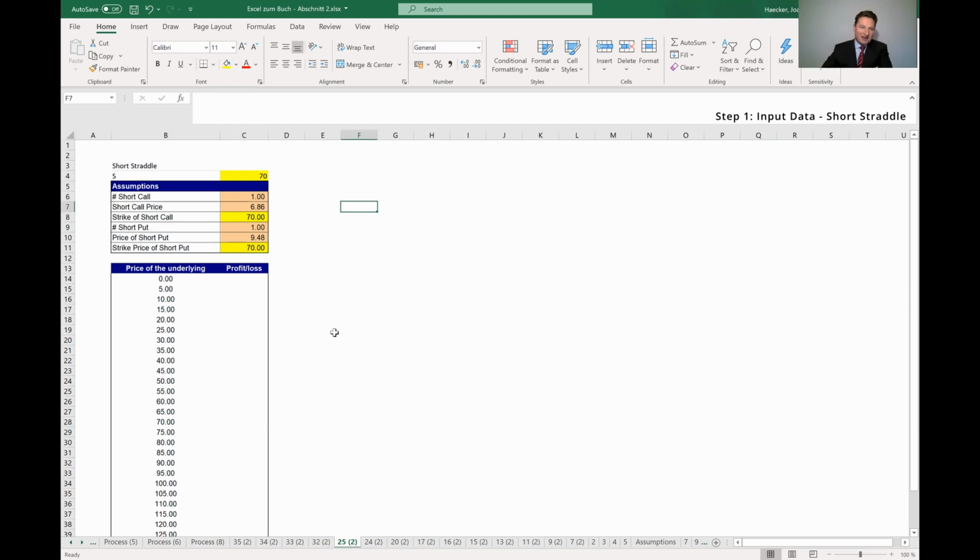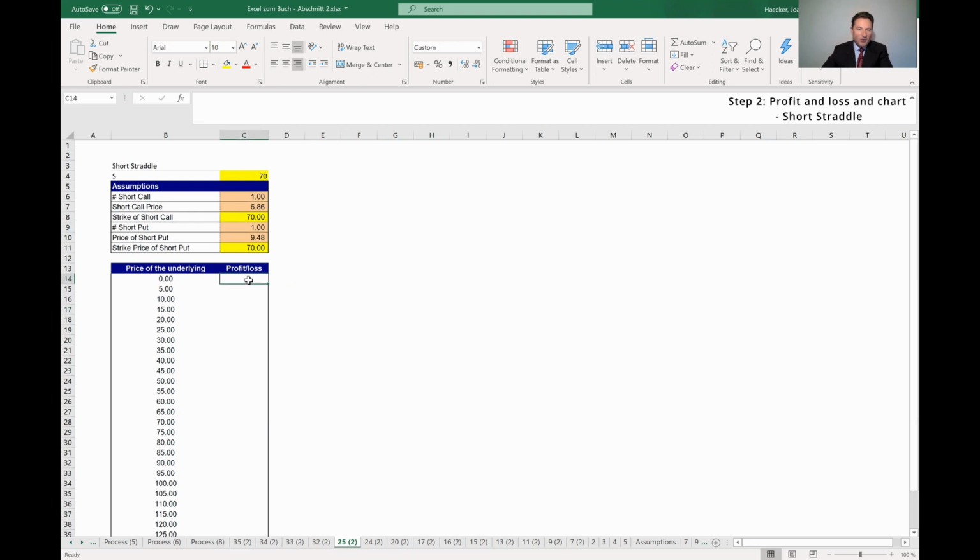Now the short straddle is defined as we sell a call and we sell a put. Here the call comes up with a price of 6.86 euros and the put comes with a price of 9.48 euros. We sell one call and we sell one put.